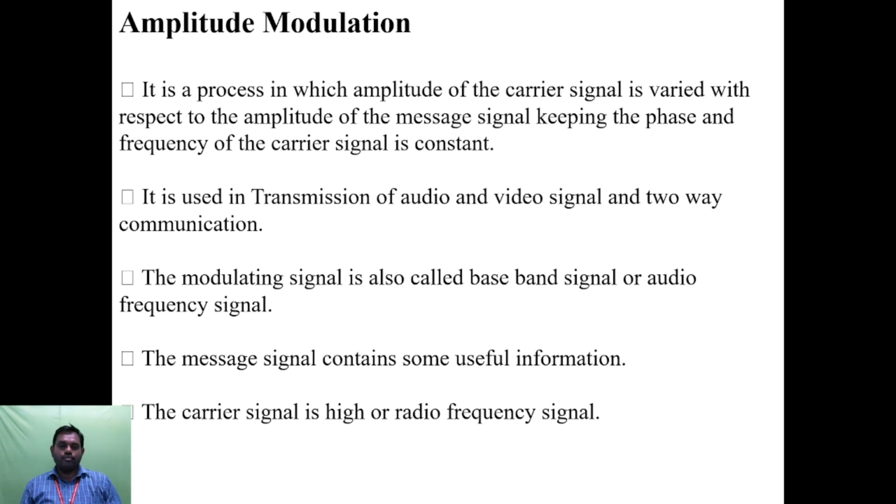Amplitude modulation is a process in which the amplitude of the carrier signal is changed with respect to the amplitude of the message signal, keeping the phase and the frequency of the carrier signal constant. It is used in transmission of audio and video signals and two-way mobile communication systems. The modulating signal is also called the baseband signal or audio frequency signal. The message signal contains some useful information. The carrier signal is a high frequency or radio frequency signal.